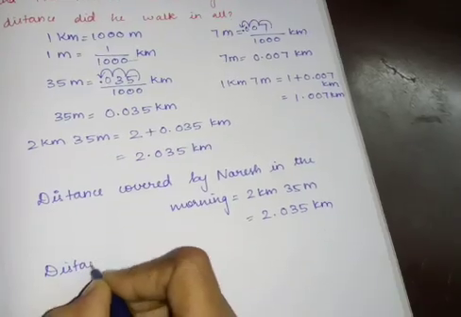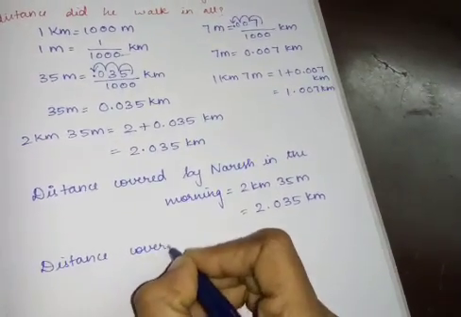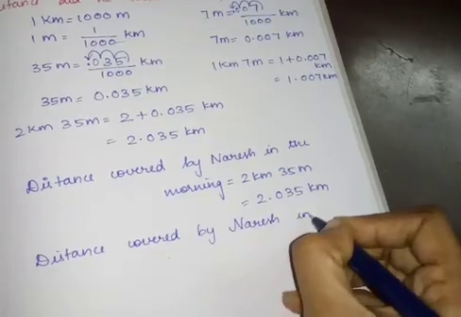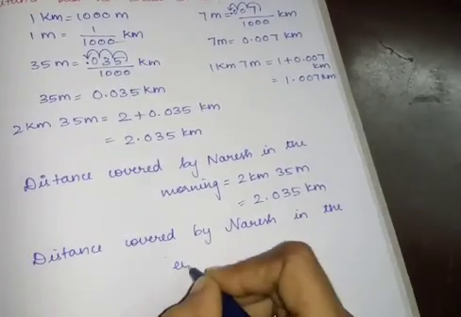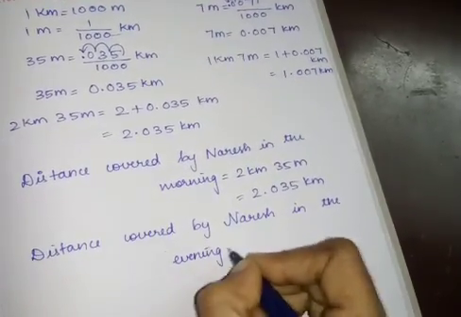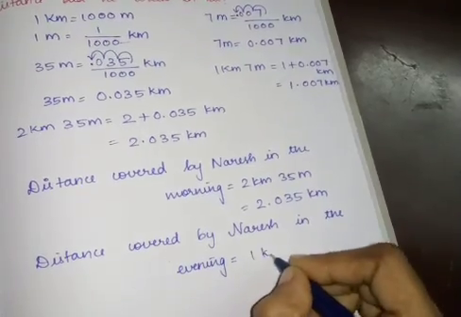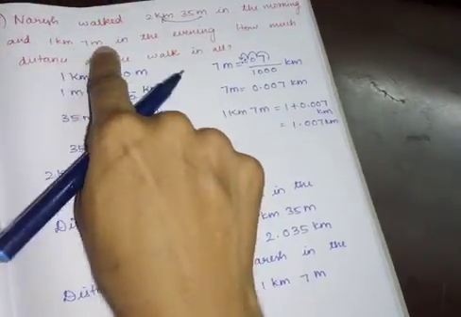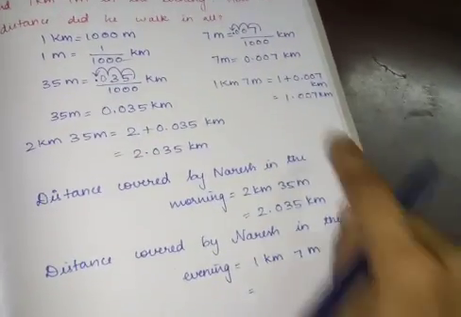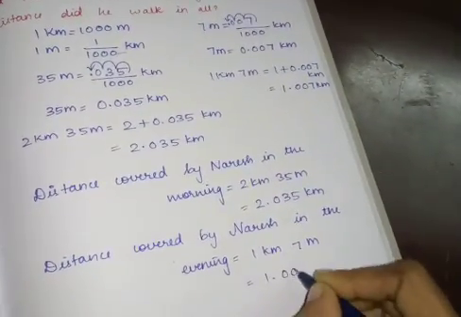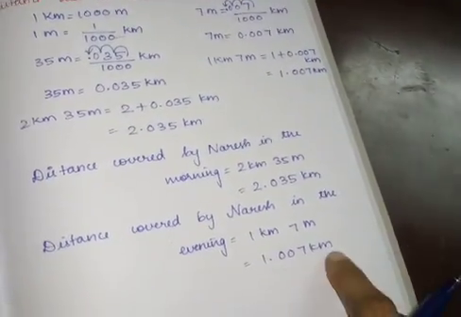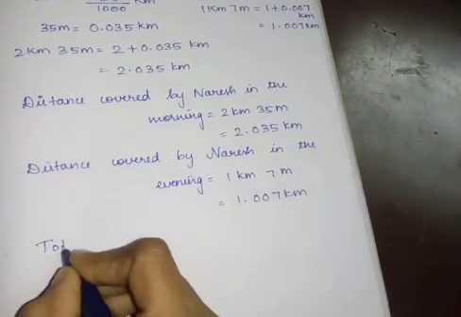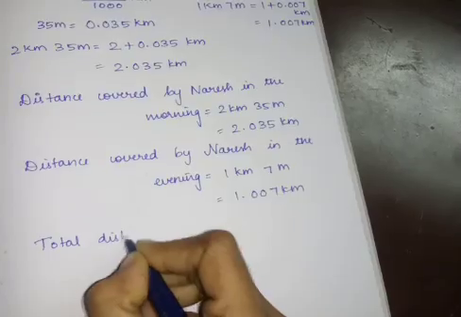Next, distance covered by Naresh in the evening. How much distance is he covering in the evening, children? 1 kilometer 7 meters, right? So that I have converted to 1.007 kilometers. Now the total distance covered, because they ask you the total distance, right?